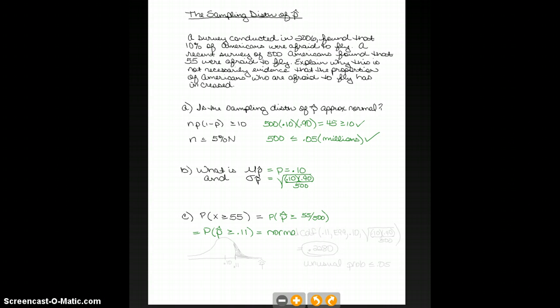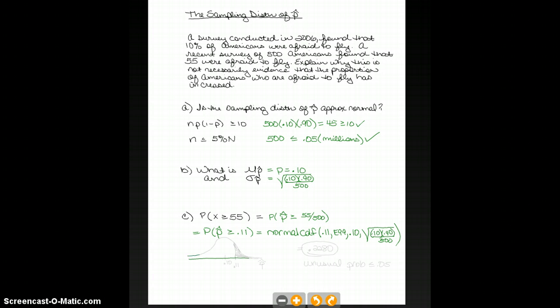And we will use normal CDF. We have just justified in part A that the sampling distribution of p hat is approximately normal, so we can use the normal curve. Our lower bound is 0.11. Our upper bound is infinity. Our mean, we just said, was 0.10, and our standard deviation is this square root value that I had earlier. And I'm actually going to type all of that into my calculator.